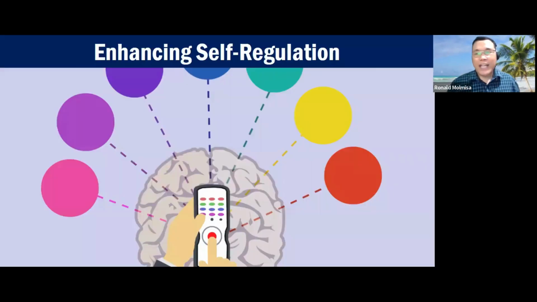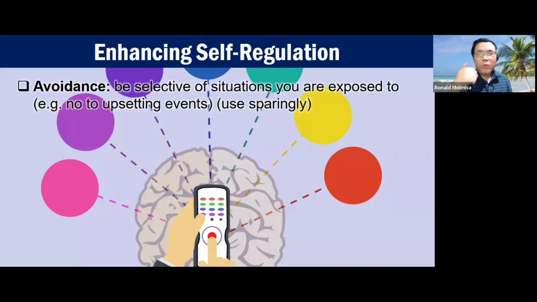So, and how you enhance self-regulation? Okay, give you some tips. Number one is avoidance. Di ba minsan alam mo kung ano yung capacity mo lang na ano, di ba? Mag-contain ng mga bagay-bagay. So, if you don't like the feelings, do not be exposed to situation that would be so upsetting. Pero again, use this approach sparingly kasi not all the time you can avoid.